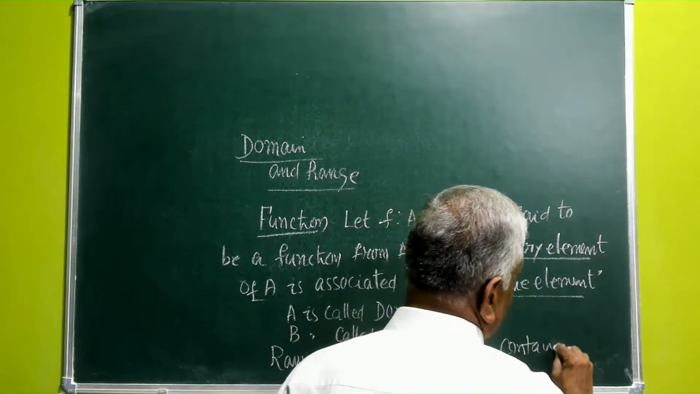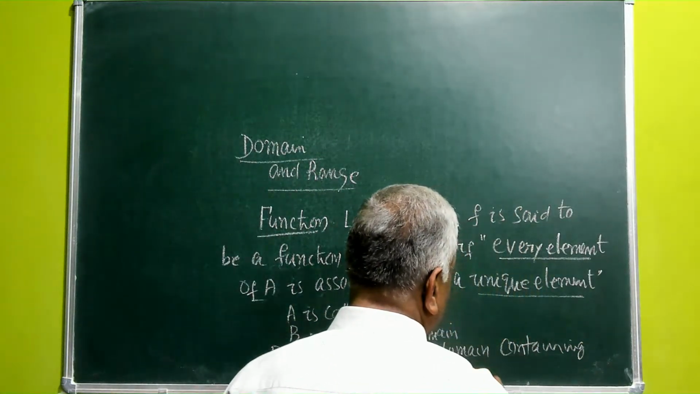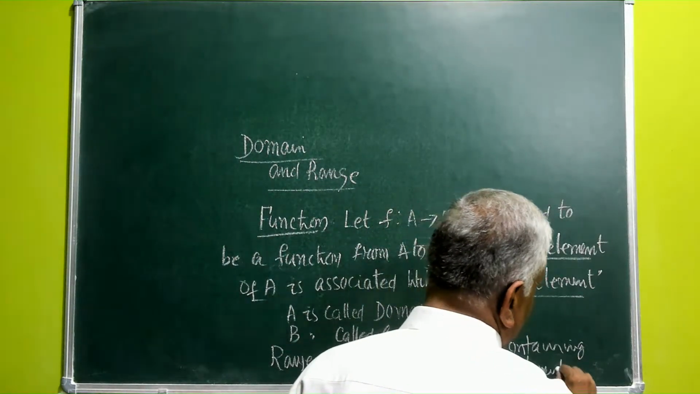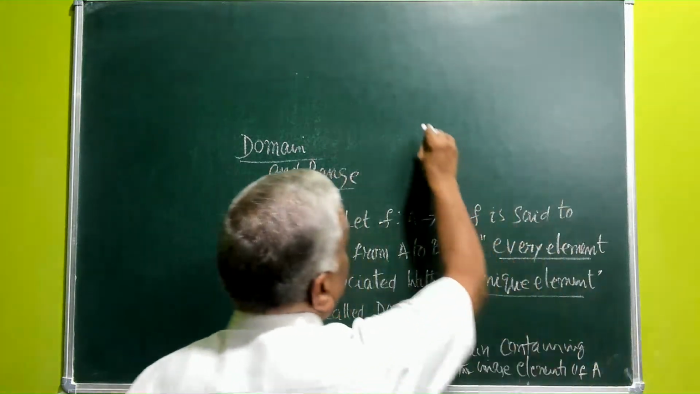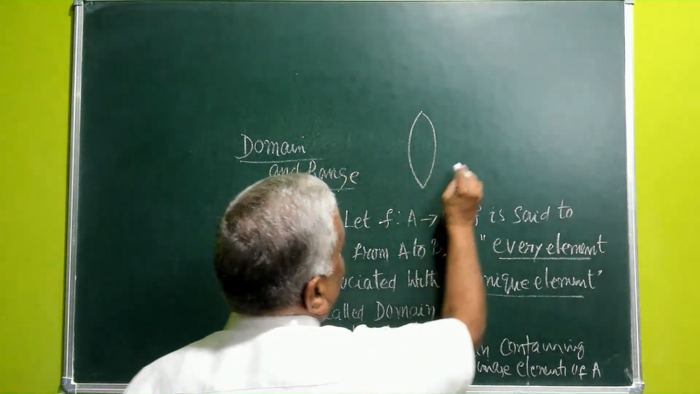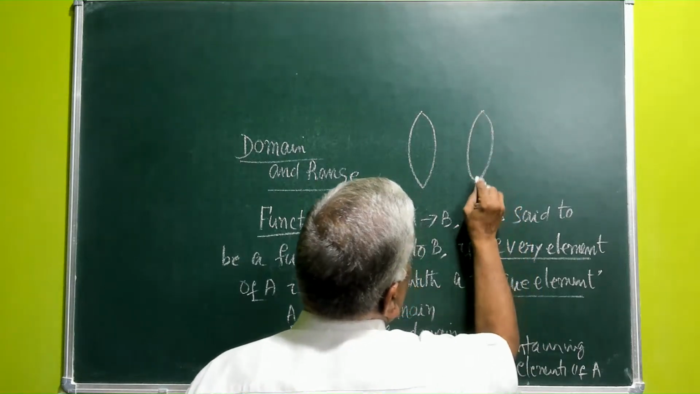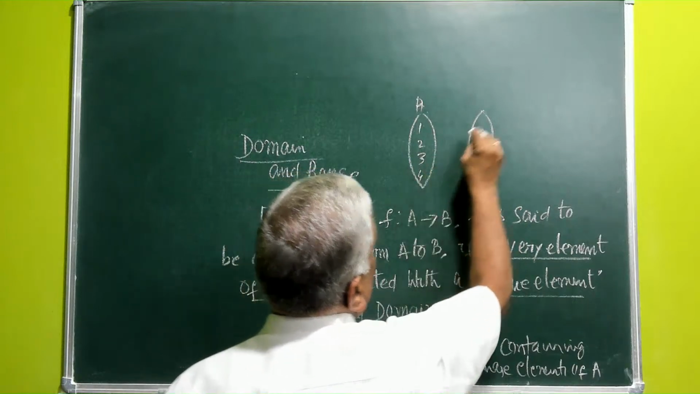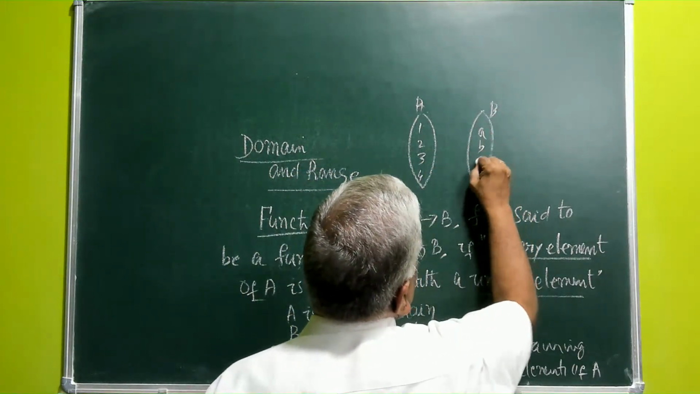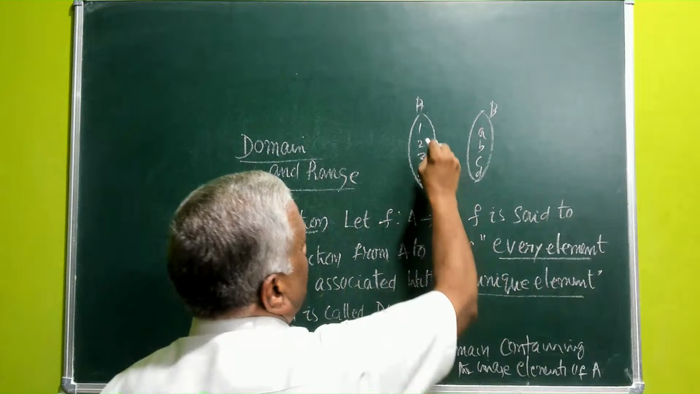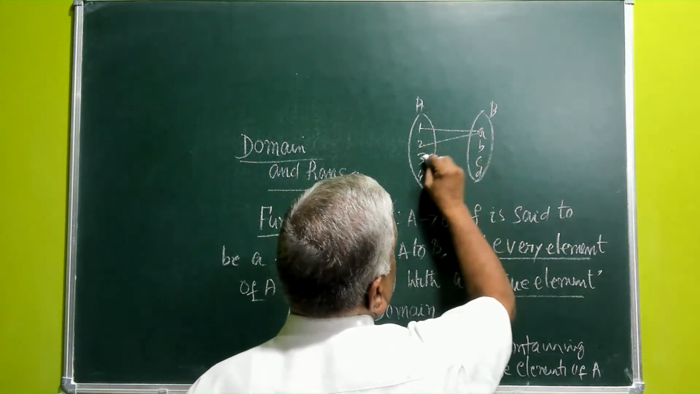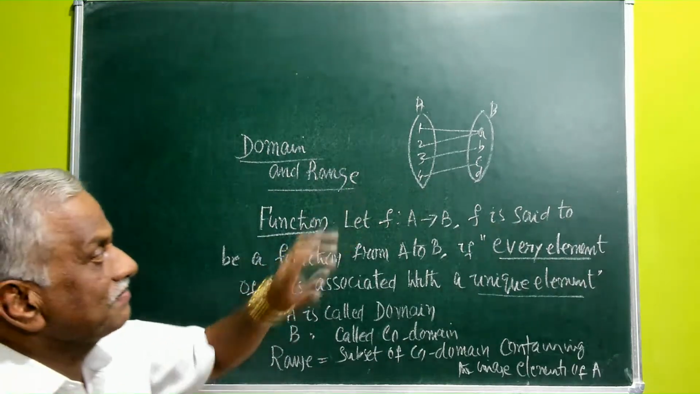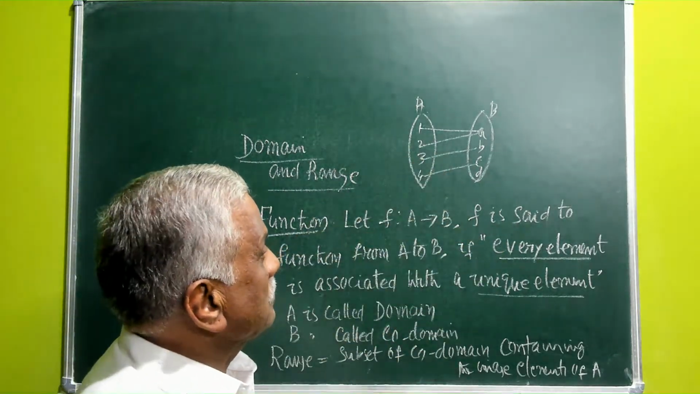Containing the image elements of A. See, if I have a set A and a set B, with elements 1, 2, 3, 4 in A and A, B, C, D in B, and I associate like this: 1 goes to A, 2 also goes to A, 3 goes to B, 4 goes to C. Now, by definition, it is a function because every element of A is associated.